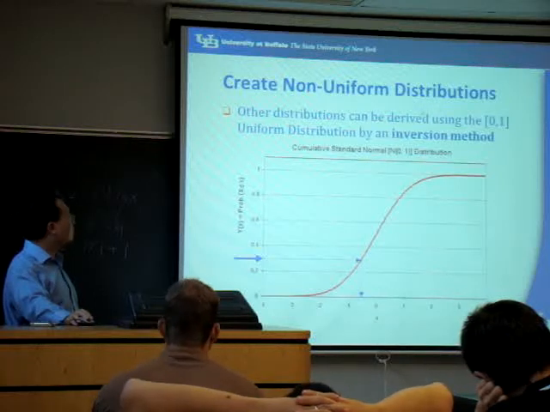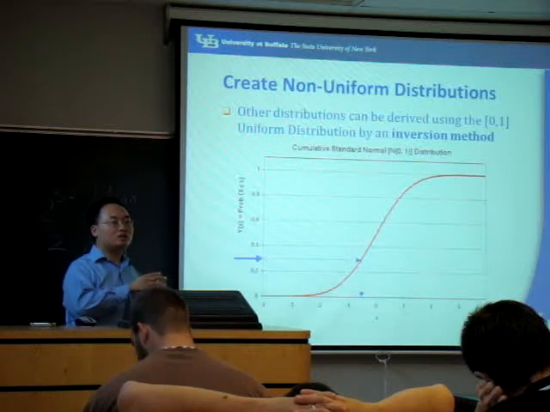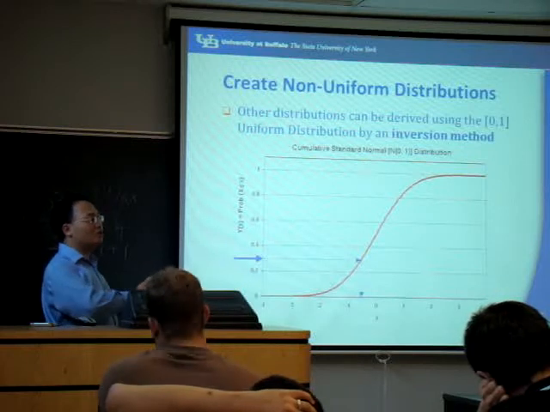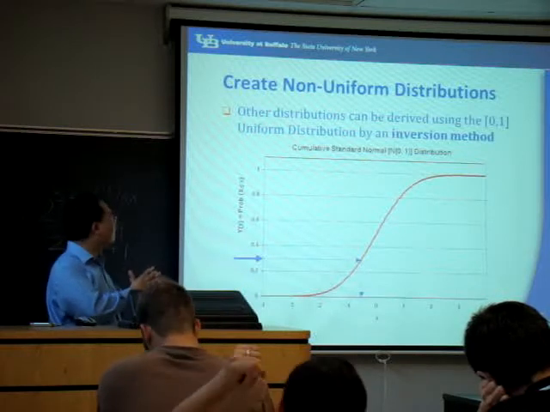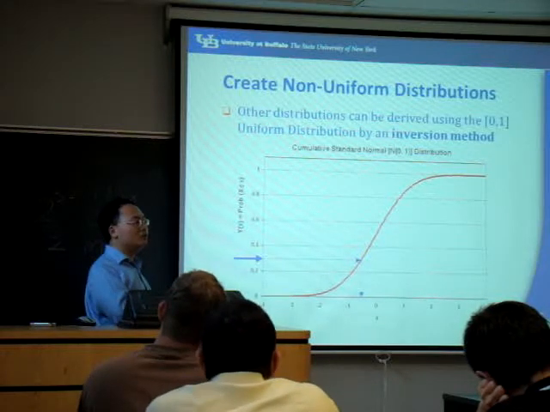There's another thing I want to talk about. So we can get a uniform distribution, as I already mentioned. We get a large number, then we just divide it by a larger number, then we get a number between 0 and 1. But how can we get any distribution using this uniform distribution?